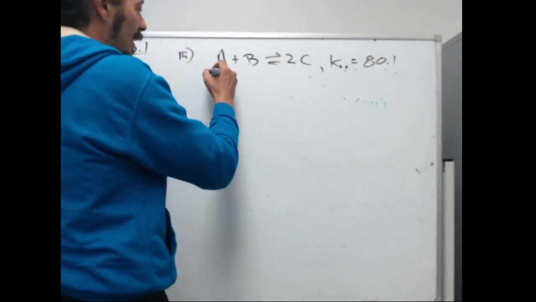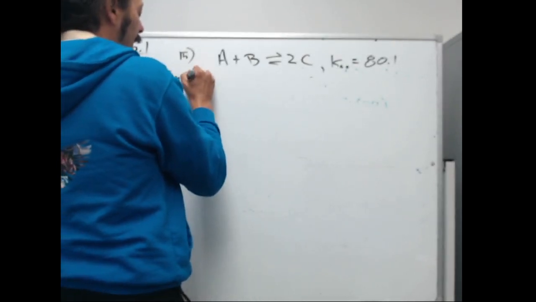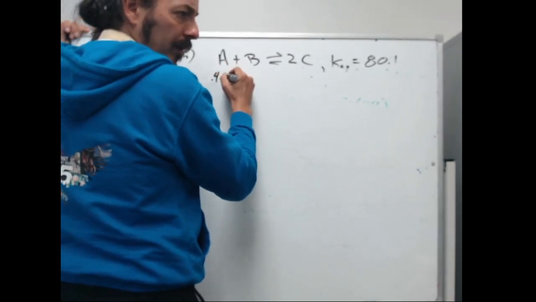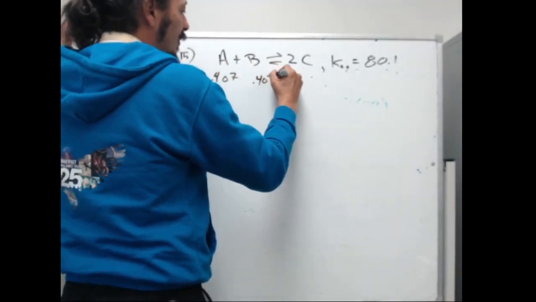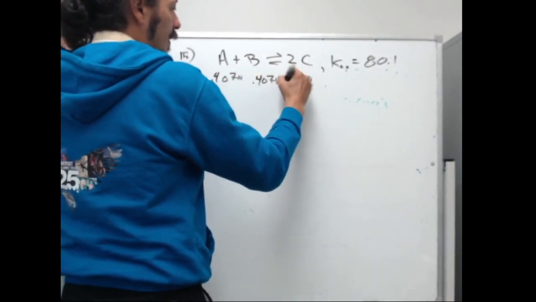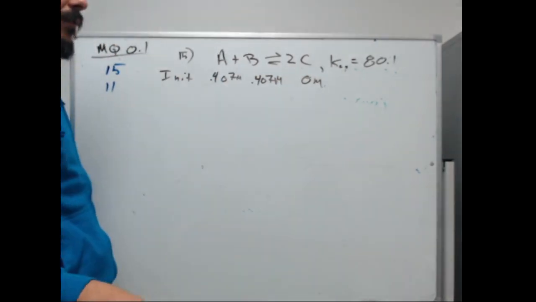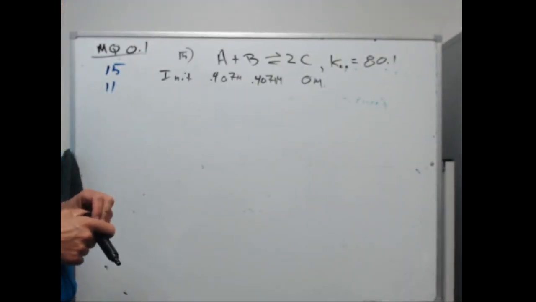We have an initial A concentration of 0.407, an initial B concentration of 0.407, and 0 C concentration. That's all the information we're given, and we're asked to find the concentration of A, B, and C at equilibrium.